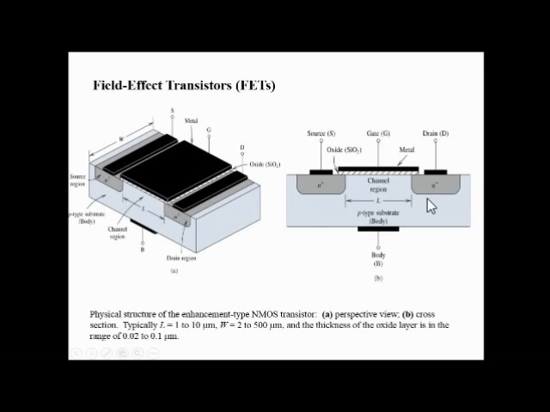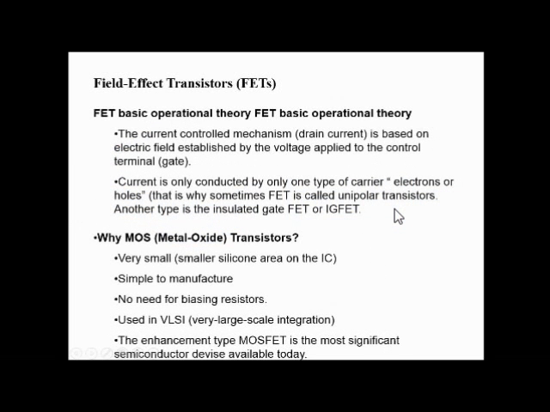This is the vertical overview, you can see. So we'll start with FETs, that is the field effect transistors. The basic operational theory of a FET is a current control mechanism: the drain current is based on the electric field established by the voltage applied to the control gate terminal. Now the current is conducted by only one type of carrier, that is electrons or holes. That is why FET is sometimes called a unipolar transistor, and another type is the insulated gate FET.